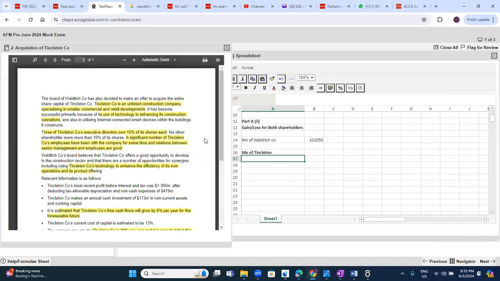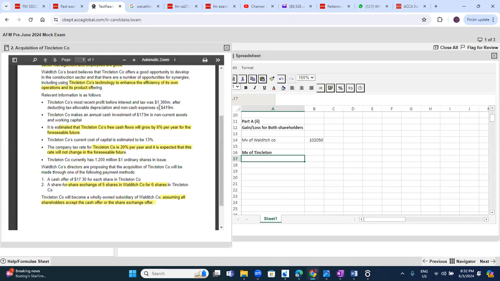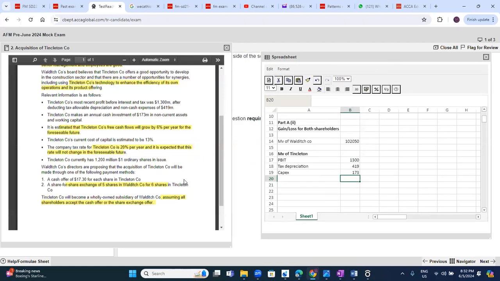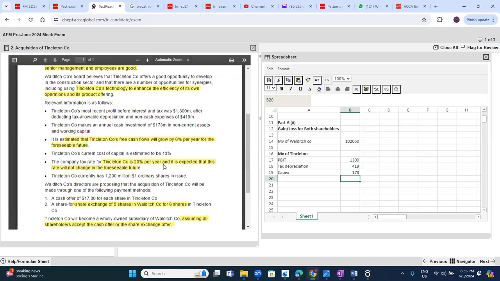So let's calculate the market value of Tin company. Okay, how to do it? Most recent profit before interest and tax is given. Tax allowable depreciation is given. So PBIT is 1300. Tax is 20%. Tax allowable depreciation is 419 million. Then annual capex is 173. Then it is estimated that cash flows will grow with a growth of 6% per year. Cost of capital is given. Tax is 20%.